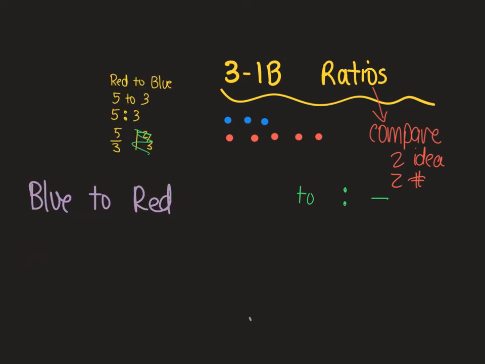All right, you tell me in your head, out loud, in your notes, the 3 answers for blue to red. So I want the blue number first and the red number second. Is this what you said? 3 to 5, 3 to 5, 3 to 5.